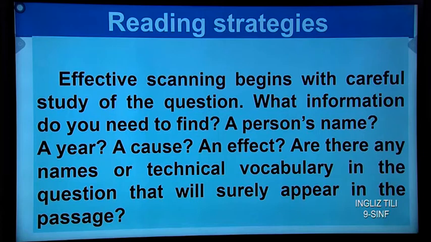Now, reading strategies. What does it mean, reading strategies? Effective scanning begins with careful study of the question. What information do you need to find? A person's name, a year, a cause, an effect. Are there any names or technical vocabulary in the question that will surely appear in the passage? So, dear pupils, what should you pay attention to? Of course, you should pay attention to a year, person's name, cause, and effect. Let's move on.